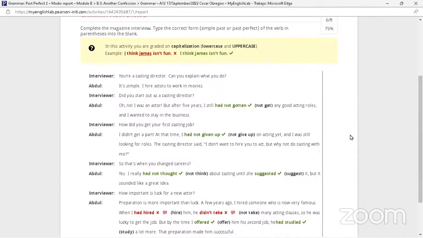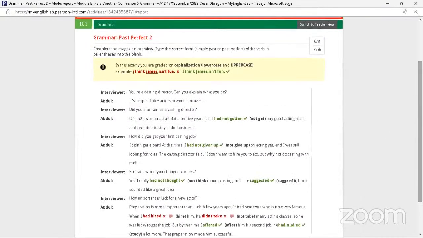Let me zoom out a little bit. There. Okay. Perfect. All right, now let's go into the second grammar section. The third grammar section, I'm sorry.